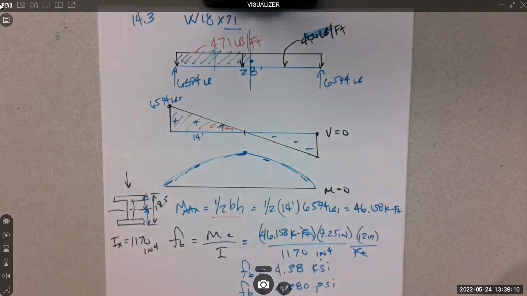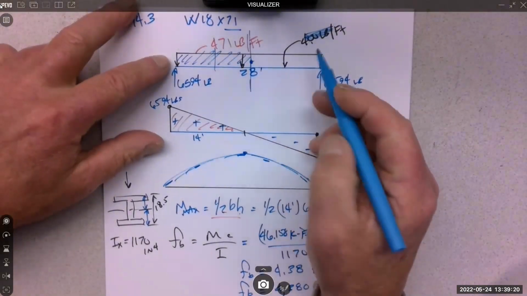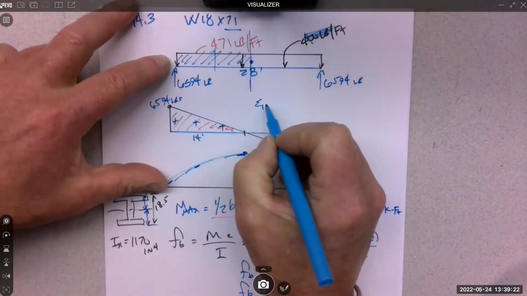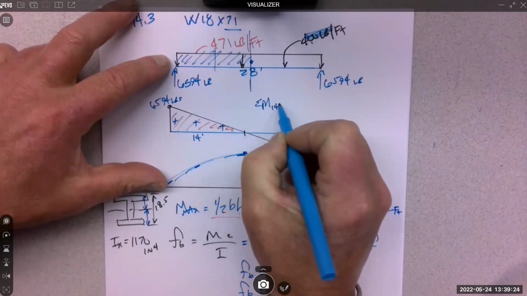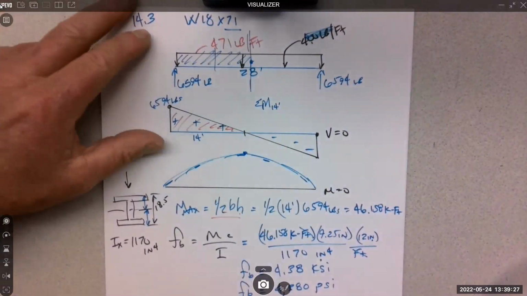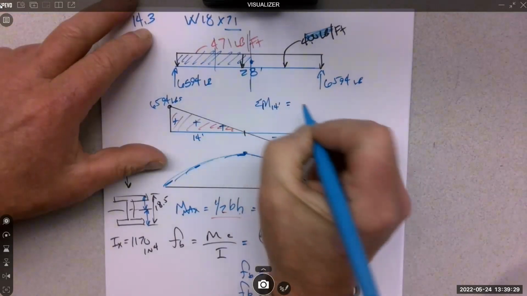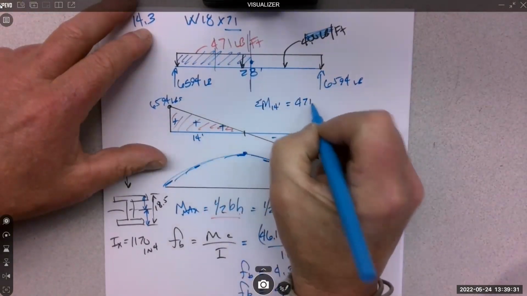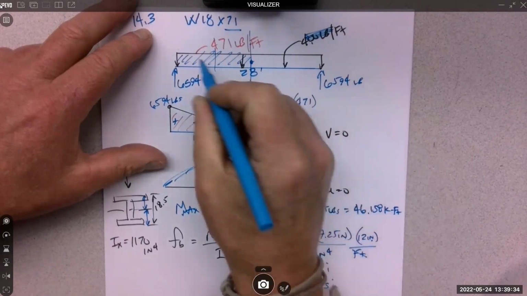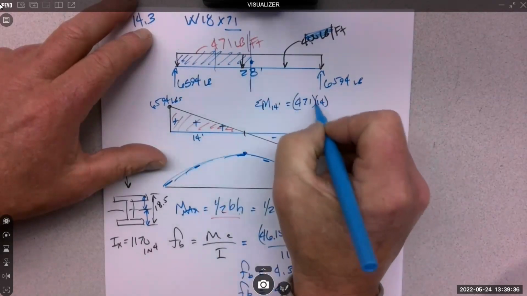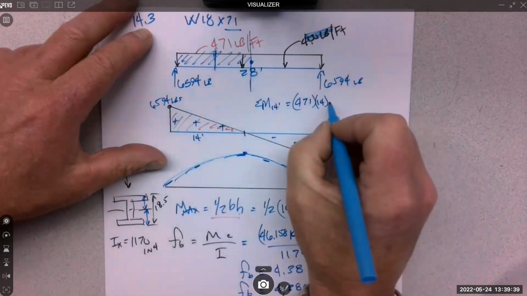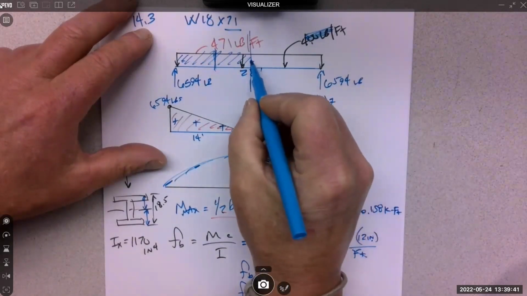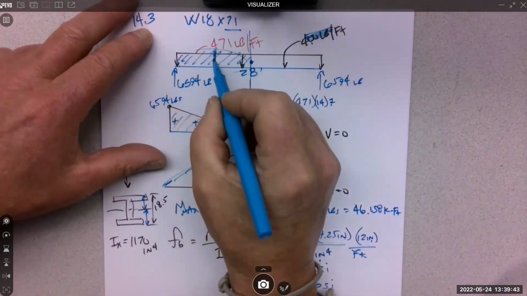So that's good. When you did the moment by the section, you go over how you got that number. Yeah, so the moment by the section up here, I'll write it. The moment at 14 feet, because that's the halfway point, right? It's going to be 471 times 14 times the lever arm, which is halfway, 7, because I'm doing the moment here. Got to concentrate this whole thing to right here.